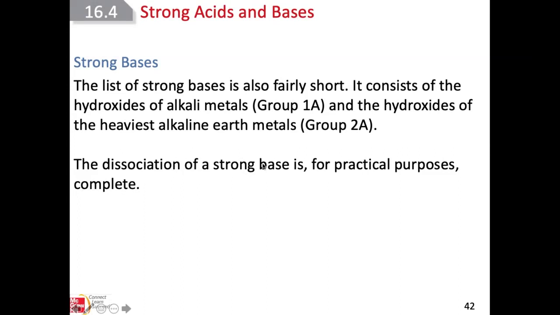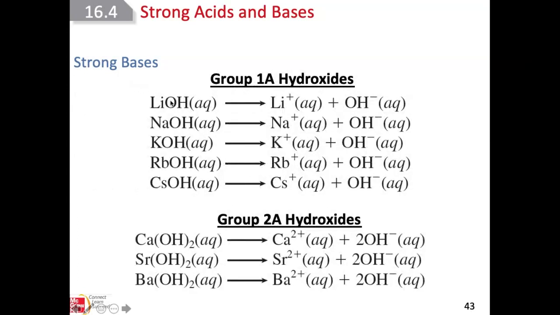When they dissociate completely, 100%, take a look at the list of the strong bases. It's the group 1 hydroxides: lithium, sodium, potassium, rubidium, cesium hydroxide. Do you see one arrow? They will dissociate to make ions, a positive ion and the negative OH minus ion. And for the group 2 hydroxides, only the heavy ones: calcium, strontium, and barium, not magnesium here. When they dissociate, they dissociate completely, one arrow here, and they form OH minus.